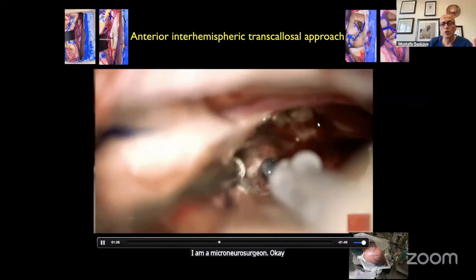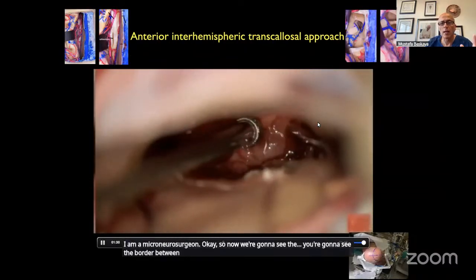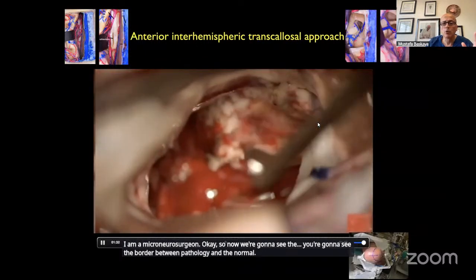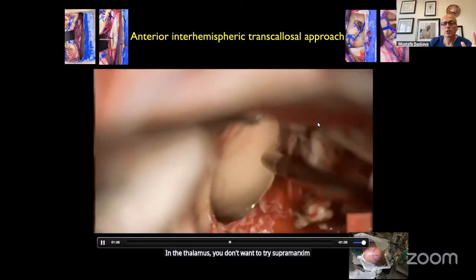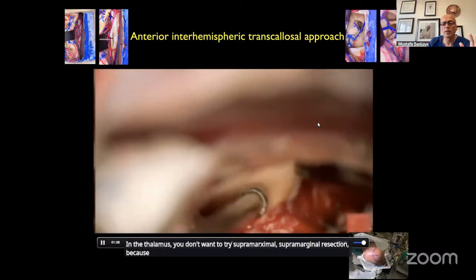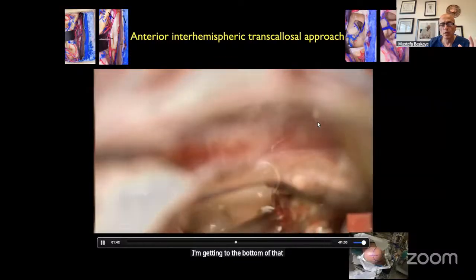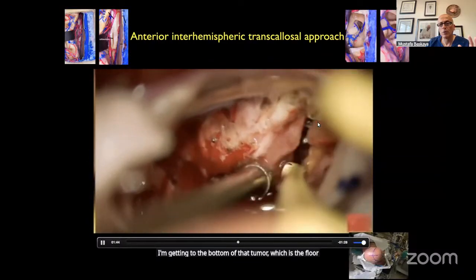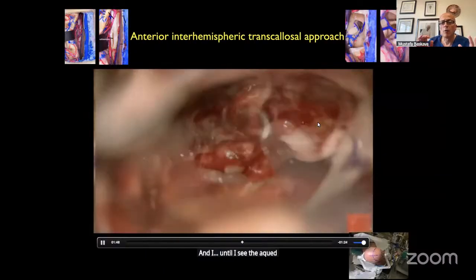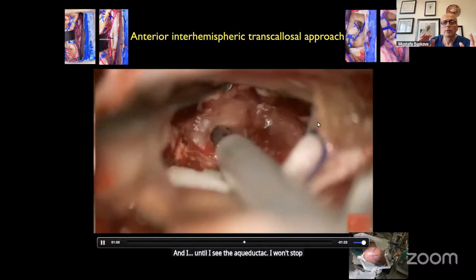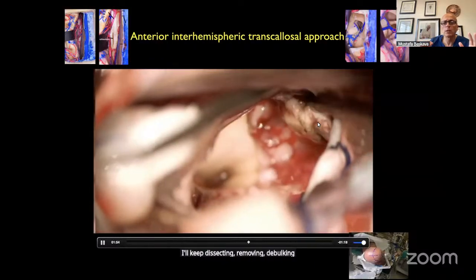So now you're going to see the border between pathology and the normal. In the thalamus, you don't want to try supramaximal resection because the thalamus is very eloquent. I'm getting to the bottom of that tumor, which is the floor of the third ventricle. Until I see the aqueduct, I won't stop. I'll keep going. I'll keep dissecting, removing, debulking, removing, debulking, removing.